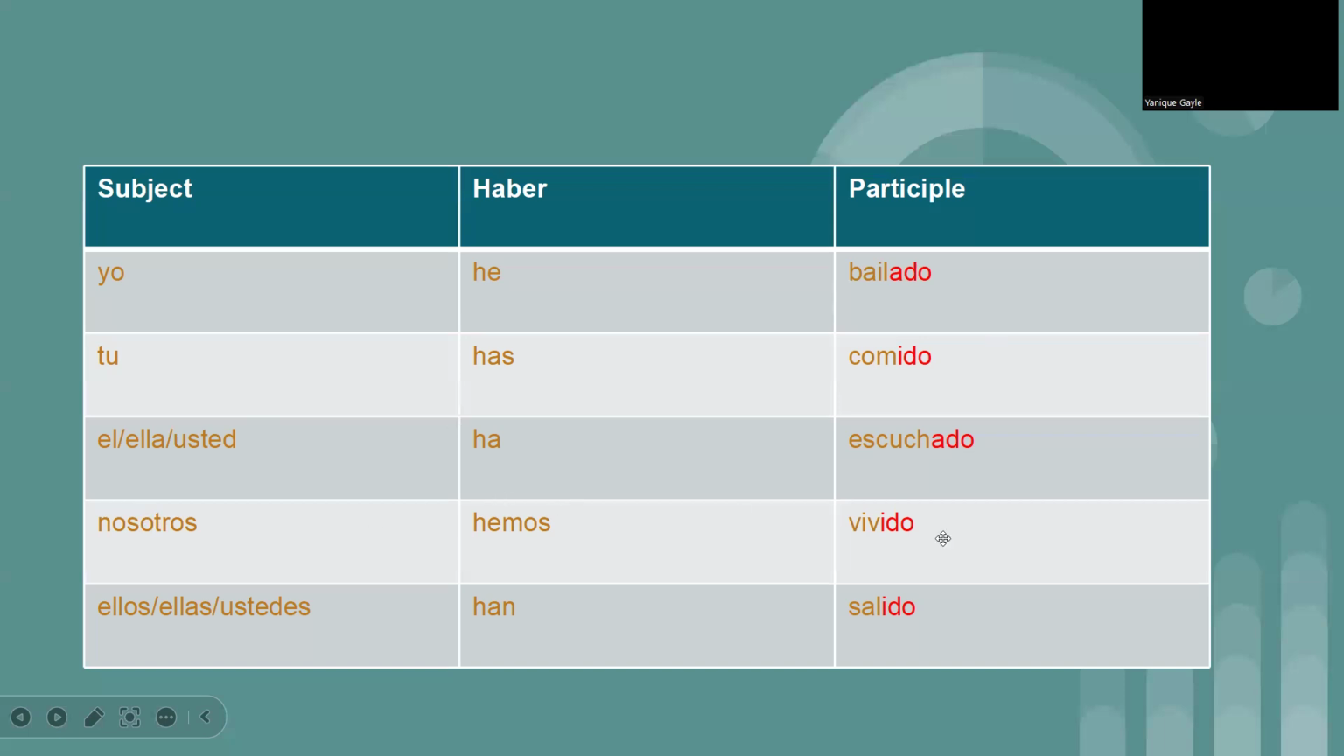Nosotros hemos vivido. The verb is vivir. It ends in IR, so we take off the IR and we add ido. This is saying we have lived.